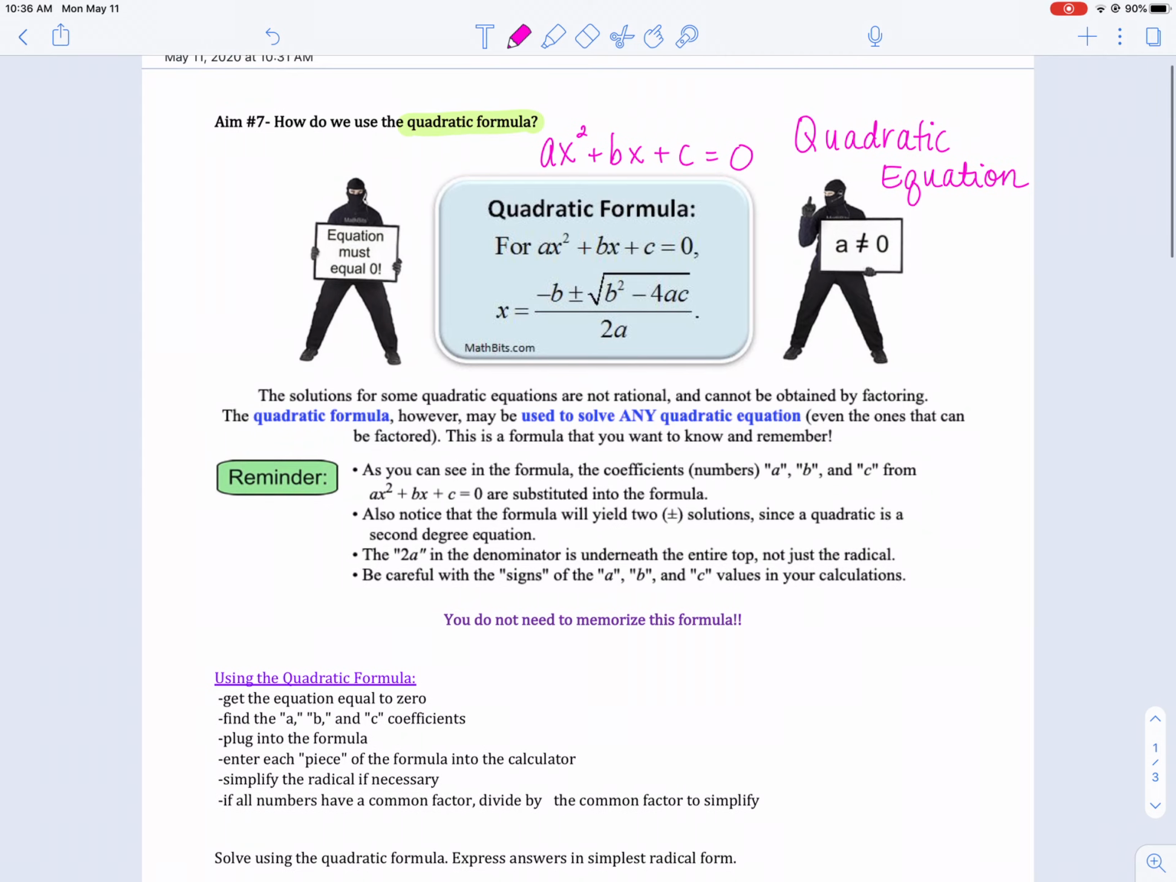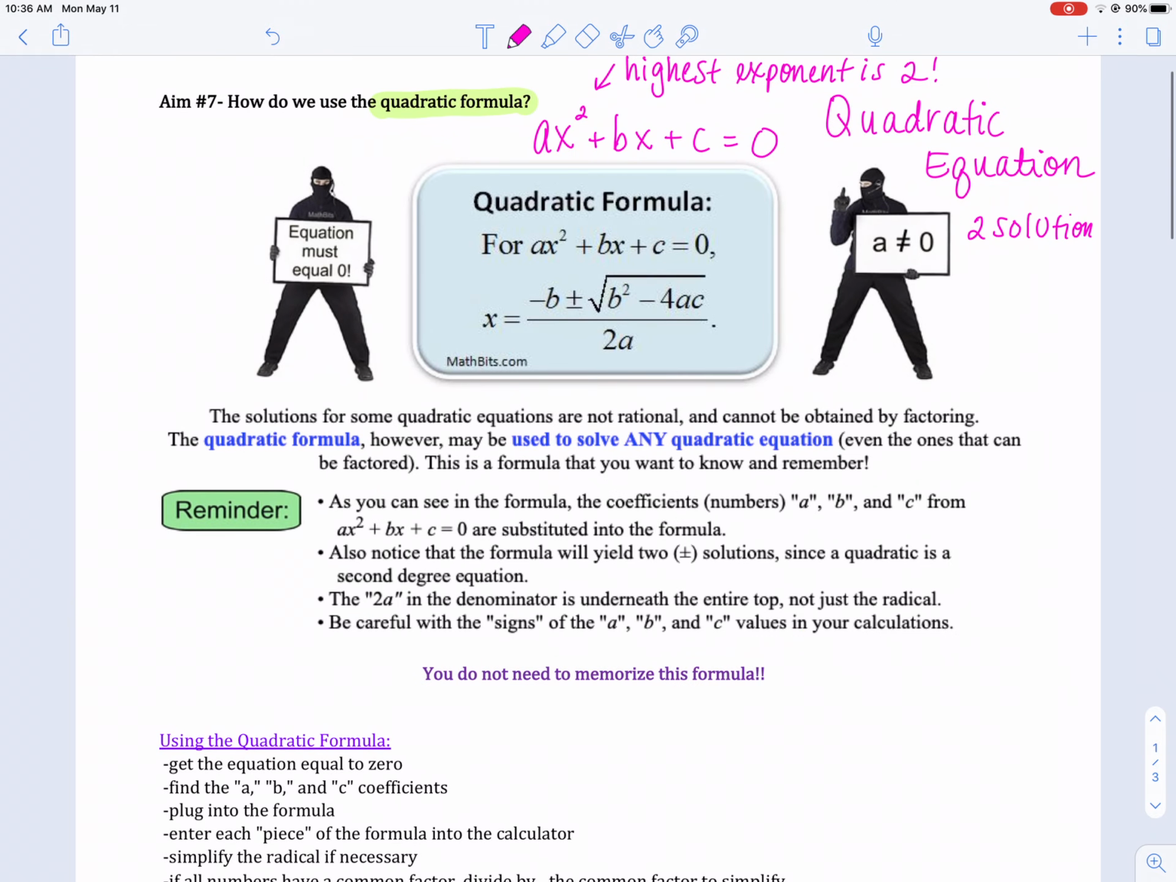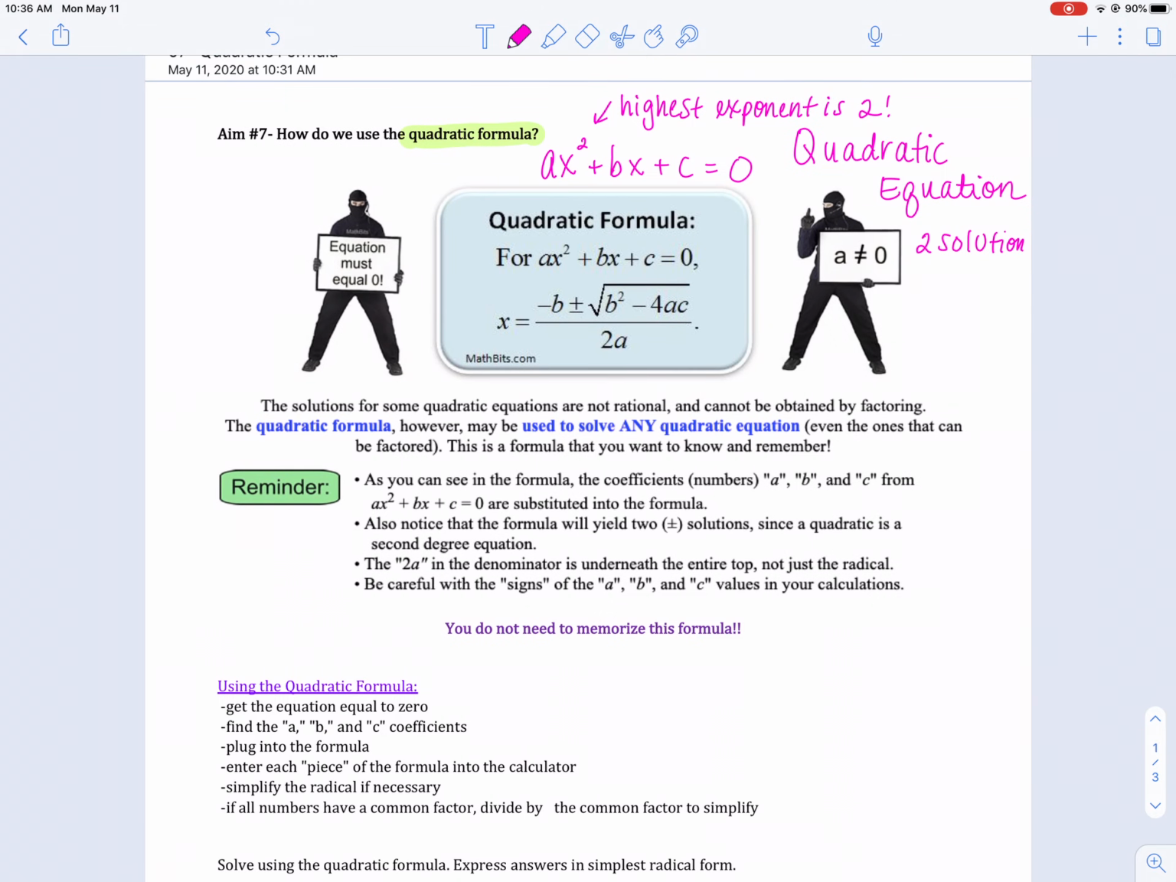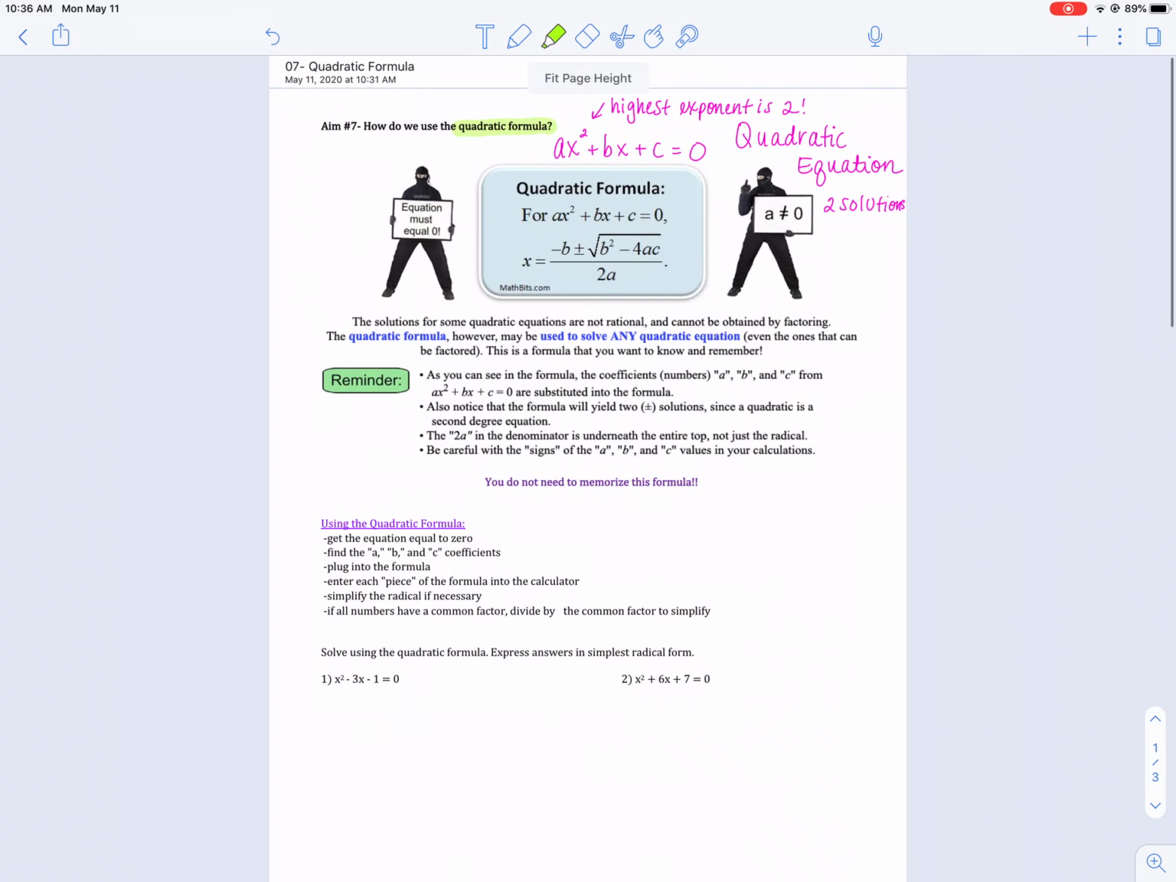So most important, we see here our highest exponent is 2, which means there's going to be 2 solutions, right? And you've seen that with completing the square and factoring. You're seeing your 2 solutions. So I want you to take note of these 3 letters: your A, your B, and your C.